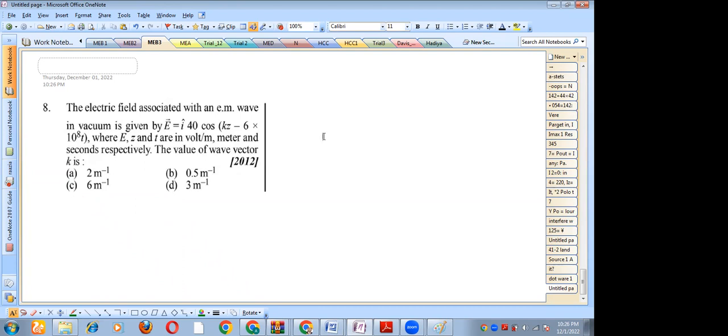So here the electric field equation of the wave is given. Now we have to calculate the wave vector k. What is wave vector k? I will give you a hint here. Basically k is 2 pi by lambda. So if we can calculate lambda, we can calculate k. So how to calculate lambda from the given equation?